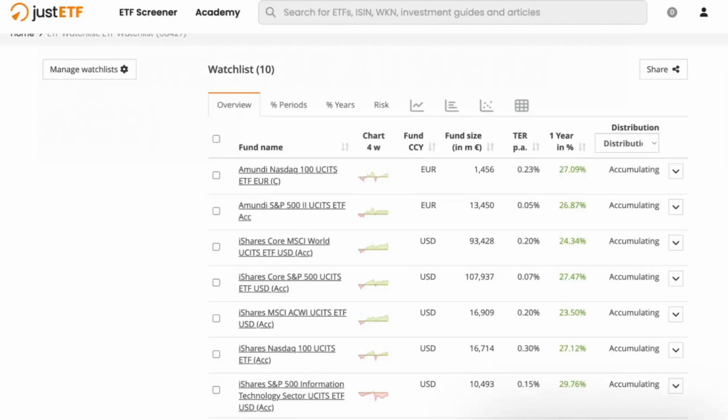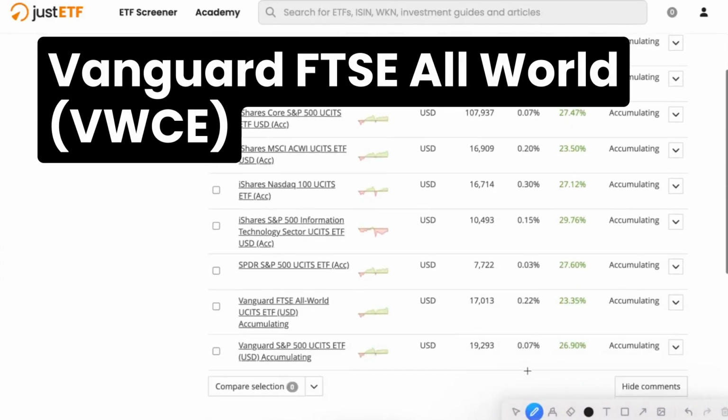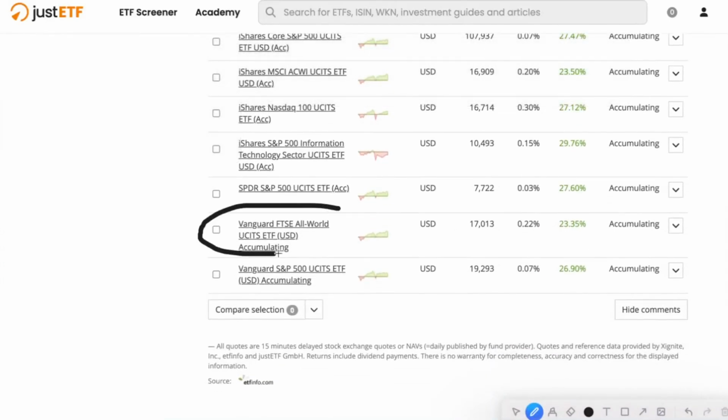Now it's time for my top ETFs. First up, we have the Vanguard FTSE All World with 16.6 billion fund size and costs of 0.22% and 3,600 companies included. VWCE is one of the most broadly diversified index funds available and popular amongst the passive investing community.